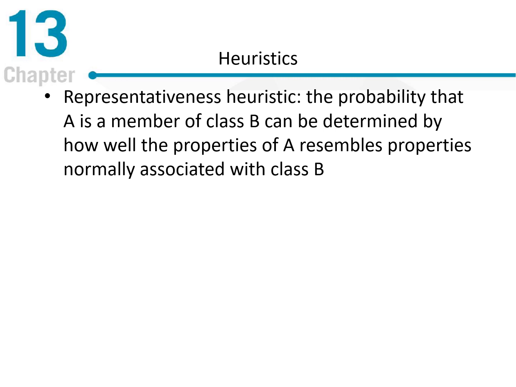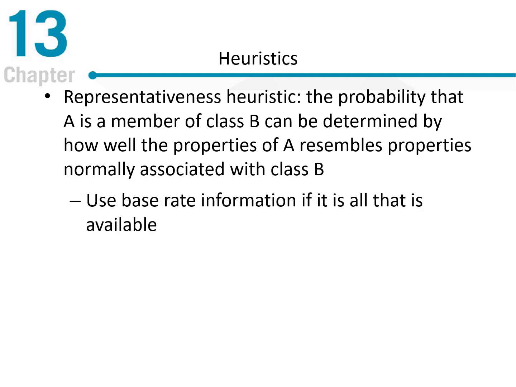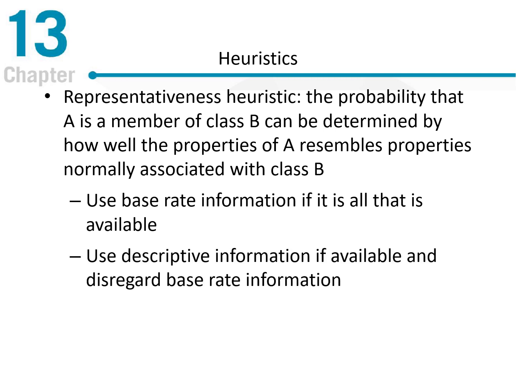Now we look at the representative heuristic. This is where we base a judgment of an individual on how well that individual reflects the properties of an entire group. Basically, the probability of individual A being a member of class B can be determined by how well the properties of individual A resemble properties that we normally associate with class B. We will use base rate information to determine if they are in class B, if that's all we have available. But if we are given descriptive information, more information in general about individual A, we will disregard base rate information and just go off of the descriptive information to determine whether or not individual A belongs in class B. And again, this is based off of how well they resemble what we think class B should be.